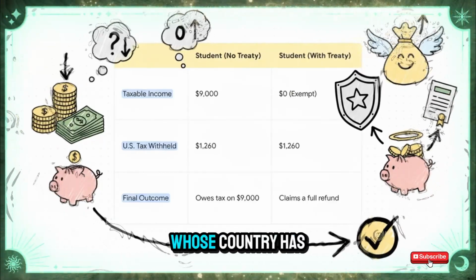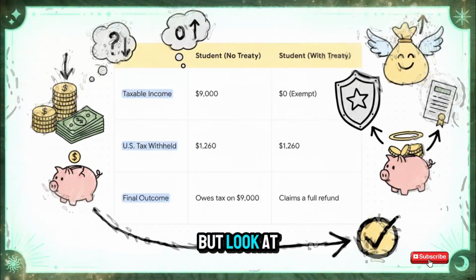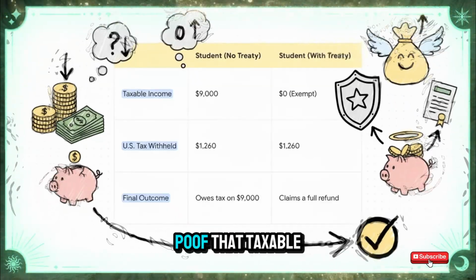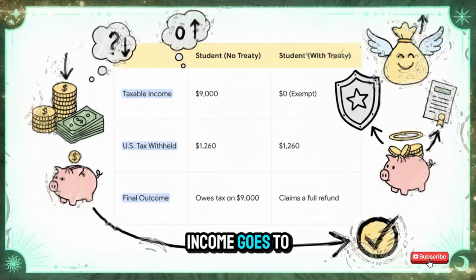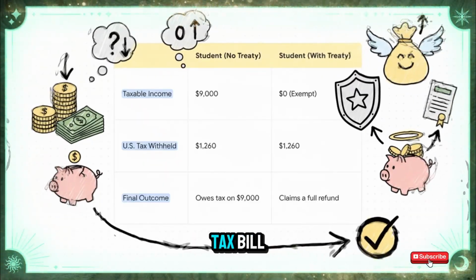Now for the student whose country has no treaty, they owe tax on that $9 grand. But look at the student with a treaty. Poof, that taxable income goes to zero. A tax treaty literally erased their tax bill.